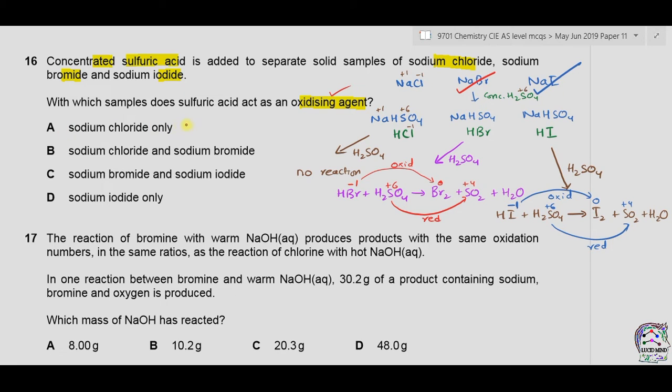A. Sodium chloride only. This is wrong. B. Sodium chloride and bromide. This is incorrect. C is sodium bromide and sodium iodide. So C is the correct answer.